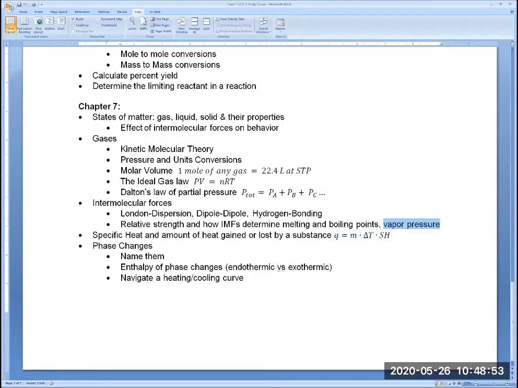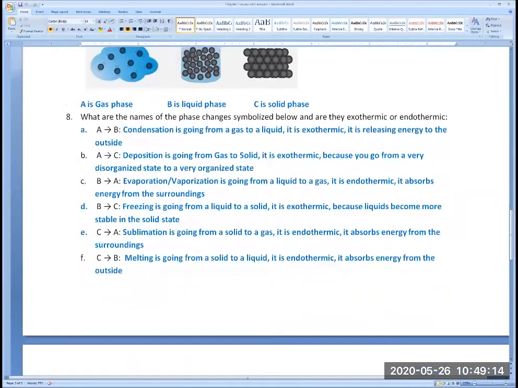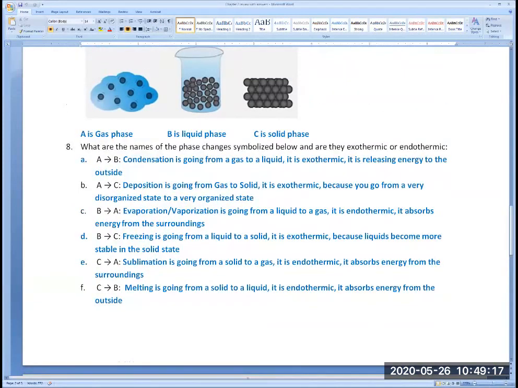So phase changes, it's important to be able to name them. I noticed that students don't realize they need to know those names. Here you need to know those names of condensation, deposition, evaporation or vaporization, freezing, sublimation, and melting. You need to know these names and what they mean, right?